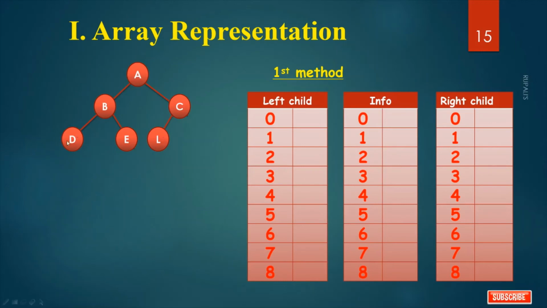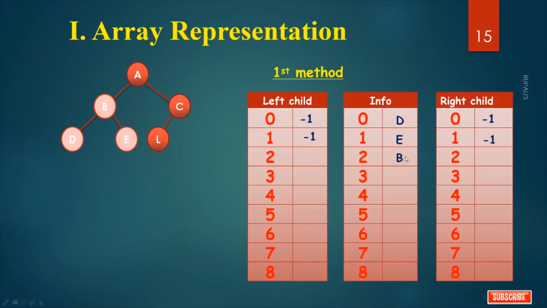I start from the node D. So, information is D. Write D here. Is there any left child of D? No. So, write -1 here. Is there any right child of D? No. So, insert -1 in this table also. Now, it comes E. So, the information is E. No left child and no right child. If there is no left child or no right child, that is, no node is there, then you have to insert -1.